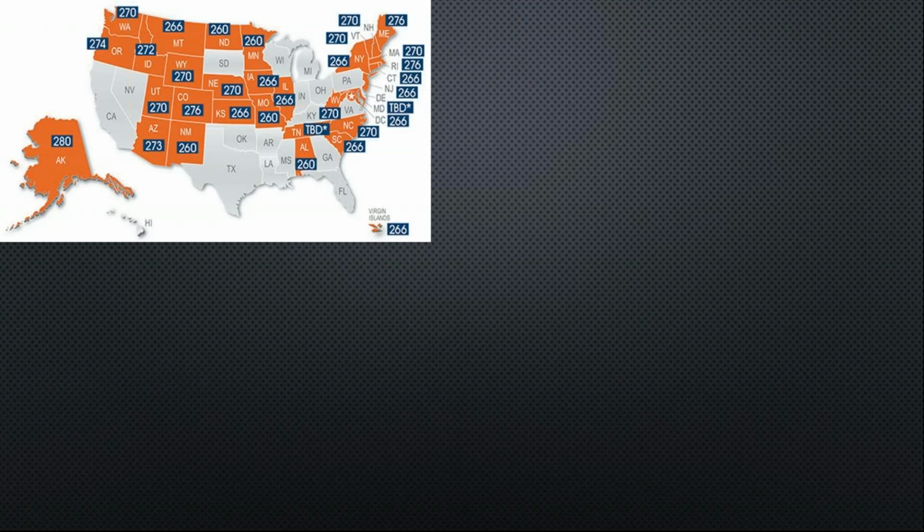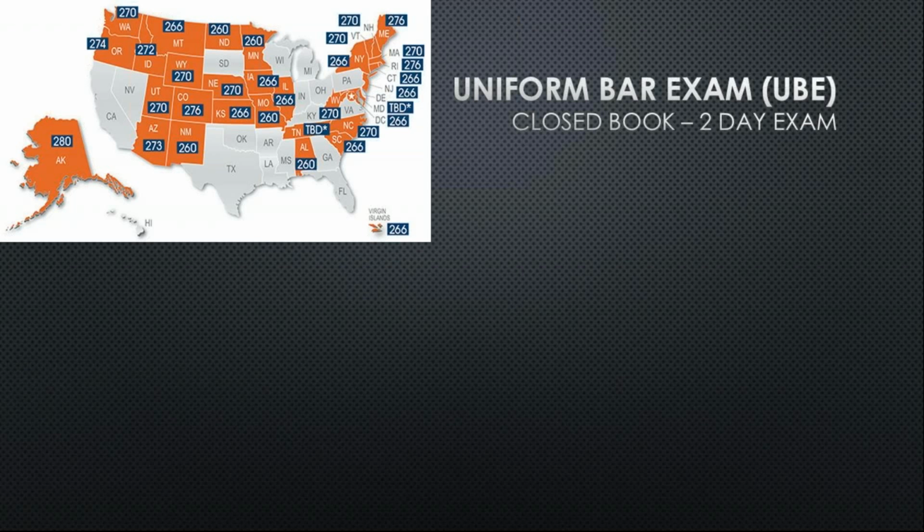Now, what are these states? So these states that are colored in orange have adopted something called the Uniform Bar Exam. The Uniform Bar Exam is the same exam. It's usually given at the same time, the last Tuesday and Wednesday of July or February. And it includes the multi-state bar exam, so the multiple choice day, plus 2 multi-state performance tests on your local day, in addition to something called the multi-state essay exam.